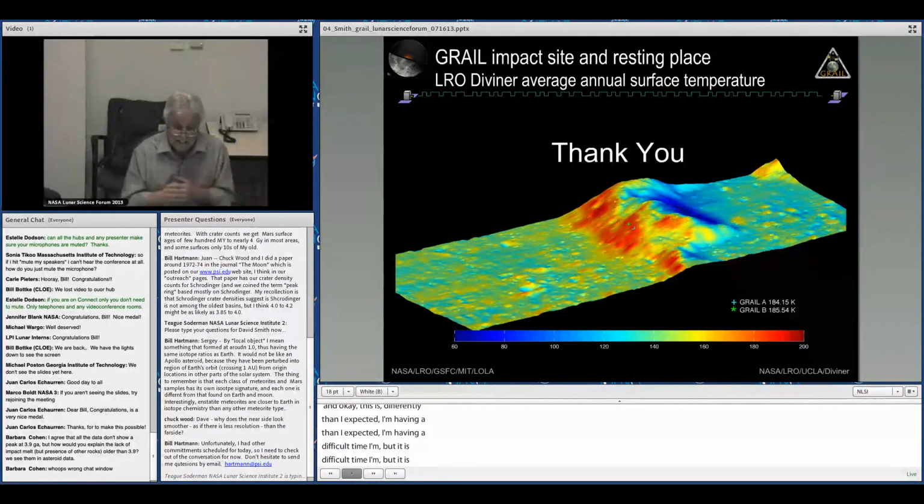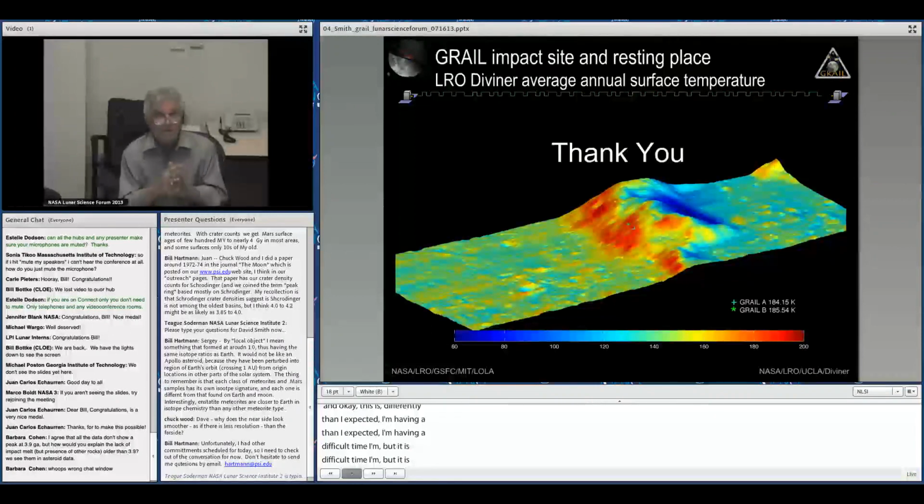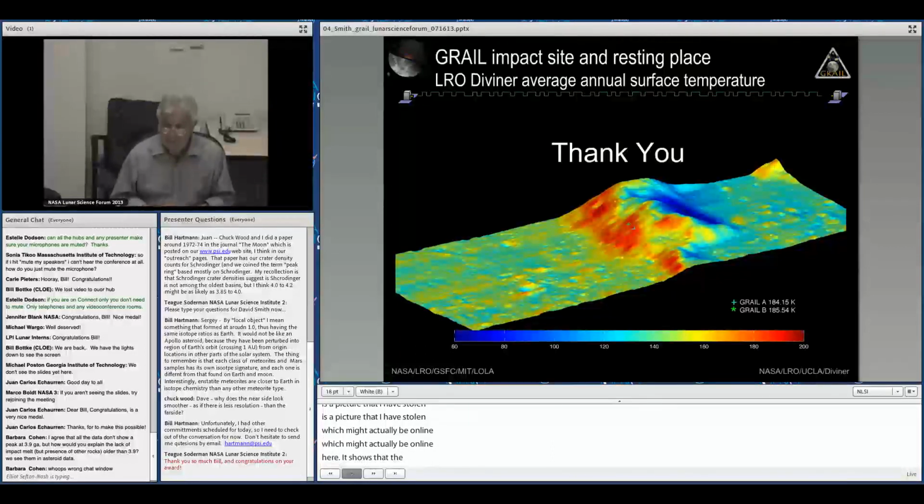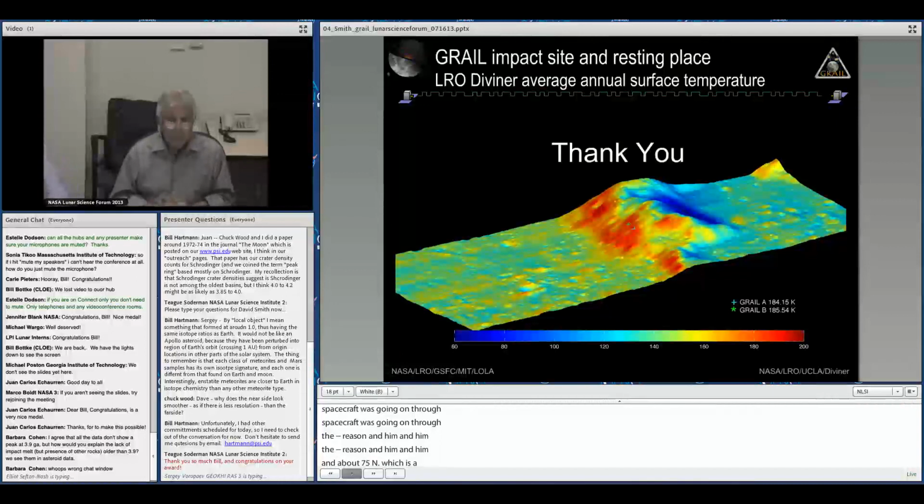And I think the last chart is a picture that I've stolen from Dave Page, who may actually be online here for all I know. It shows that the GRAIL spacecraft did impact the moon a little after going on through the Oriental region, impacting at about 75 north. This is a thermal image from Dave Page, and there are two little spots on the red area which show where the GRAIL impacts occurred about a kilometer apart.